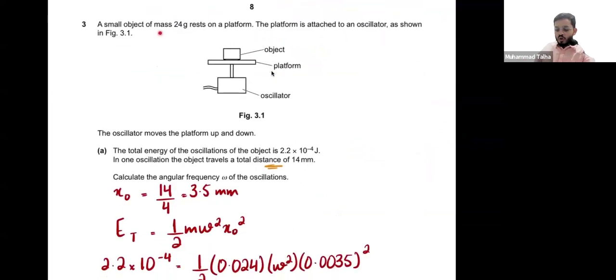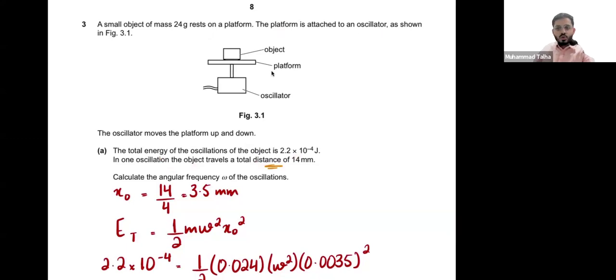Question 3, a small object of mass 24 grams rests on a platform. The platform is attached to an oscillator as shown in 3.1. The oscillator moves the platform up and down. Total energy of oscillations is given. In one oscillation, the object travels a total distance of 14 millimeters.